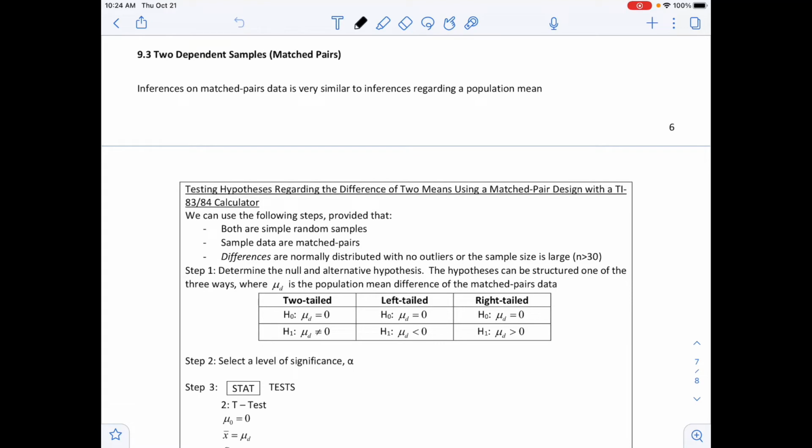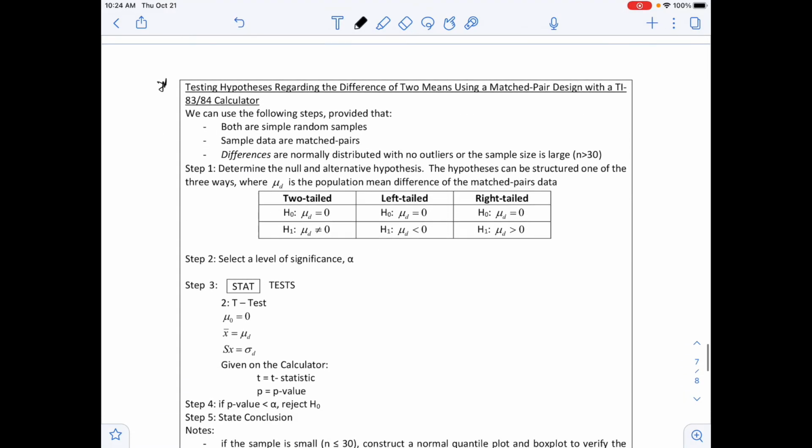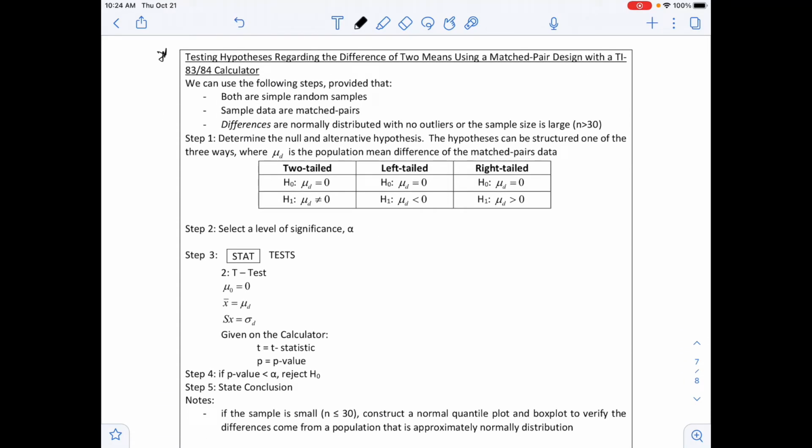So the next box that we have down here says testing hypothesis regarding differences of two means using matched pairs design with a TI-83 or 84 calculator. So again, we must check these requirements to make sure that we can actually perform the test. And so this says that both are simple random samples. The sample data is matched pairs, and the differences are normally distributed with no outliers, or the sample size is going to be larger than 30. And again, that would be for both those data sets.